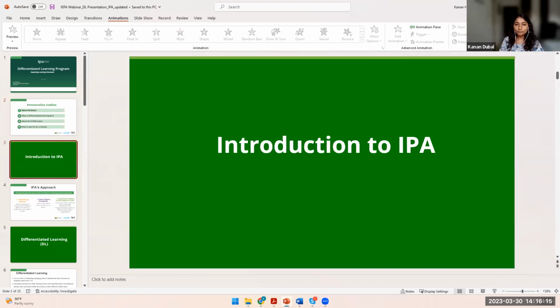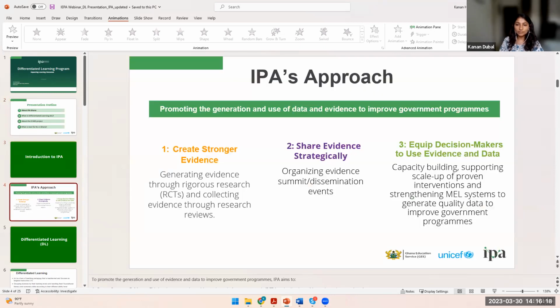For the benefit of those who do not know what IPA is, IPA is Innovations for Poverty Action, a non-profit research organization dedicated to creating, evaluating, and replicating innovative solutions to poverty and policy problems worldwide. Our vision is a world with more evidence and less poverty. And for that, we design and evaluate potential solutions and create them with government to ensure sustainability towards better programs and policies. IPA also specializes in using randomized control trial, often known as RCT, methodology to evaluate the impact of development programs. We also support strengthening monitoring and evaluation systems to generate quality data to improve government programs.